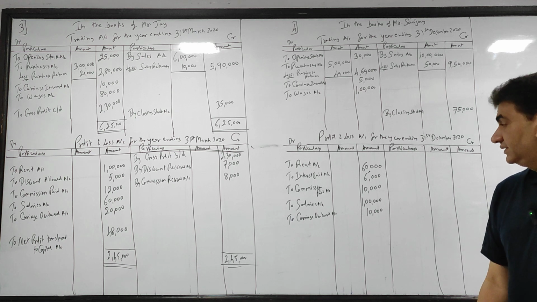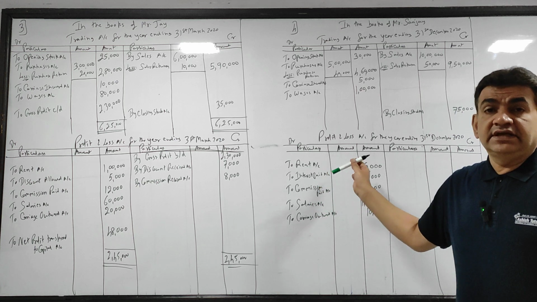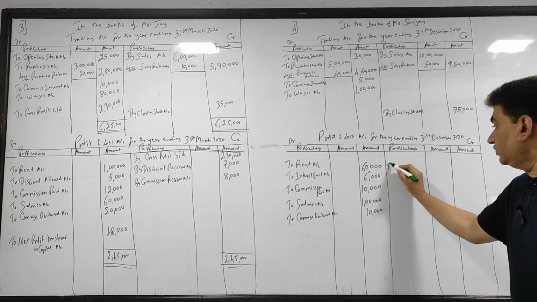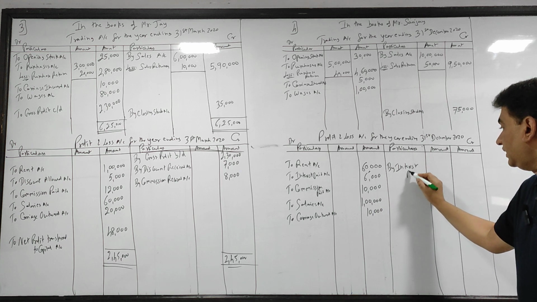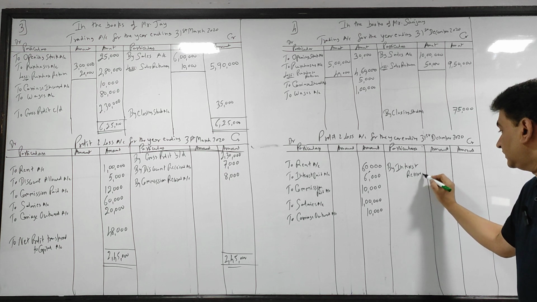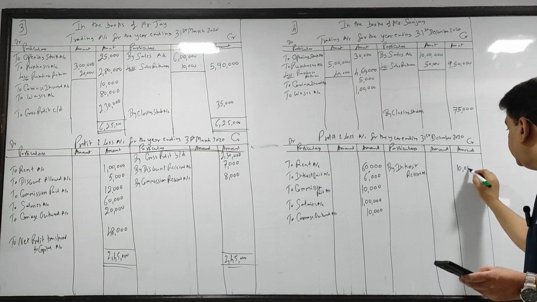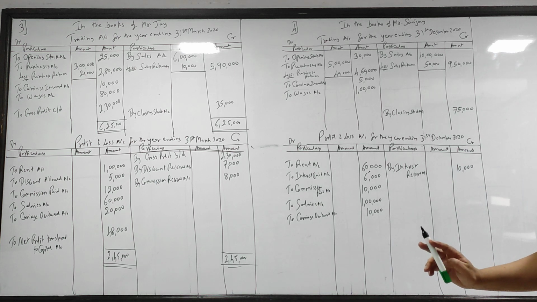Interest received. When I pay, it is an expense. When I receive, it is an income. Come to the credit side. Do not forget to leave a line. So by interest received, that is 10,000. And exactly the same way, commission received.